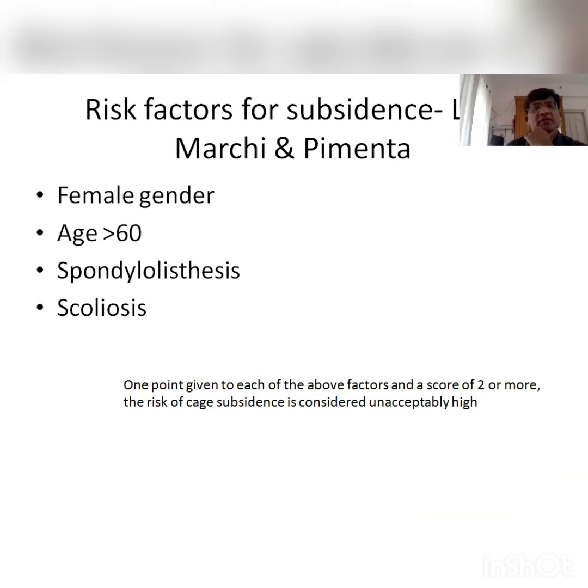Now, a bit of theory. Pimenta et al. have put forward these risk factors: female gender, age more than 60, spondylolisthesis, and scoliosis. One point is given to each of these factors, and if the patient has a score of 2 or more, the chance of cage subsidence needs to be considered very, very high.